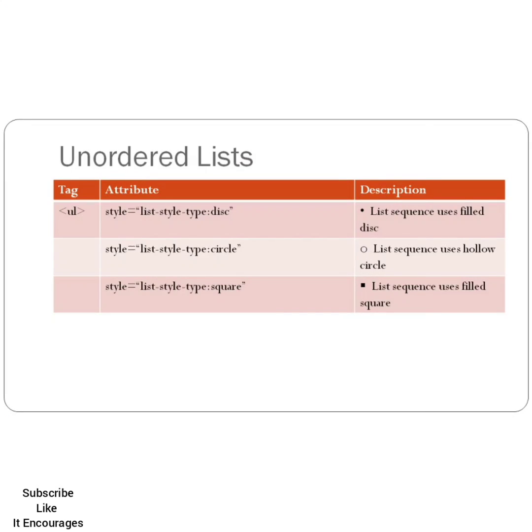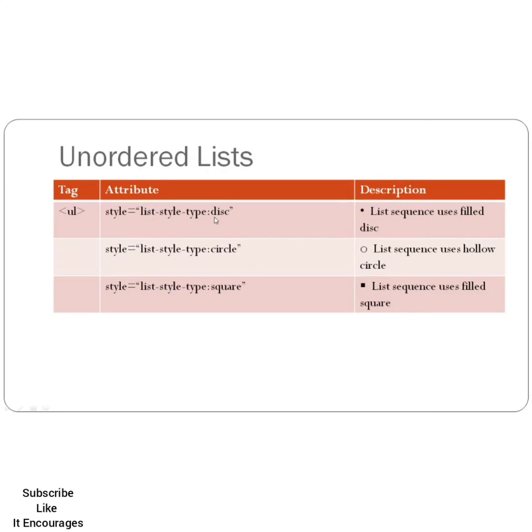Now UL doesn't have any attribute of type. In case we want to specify any different type of bullet, then we have to use the CSS style. In this case, we are using the tag UL along with the CSS inline style, which is the attribute list-style-type and the value is disc.